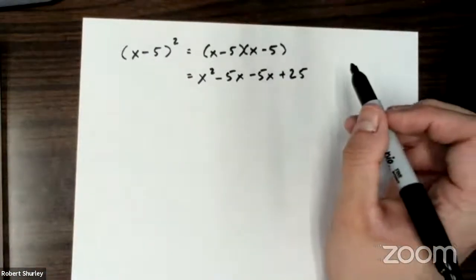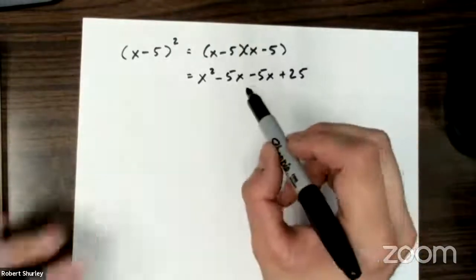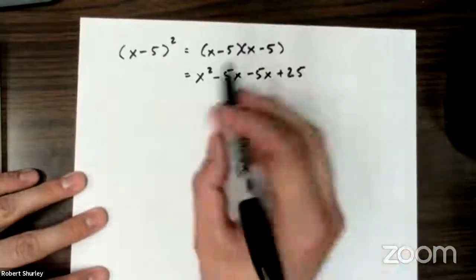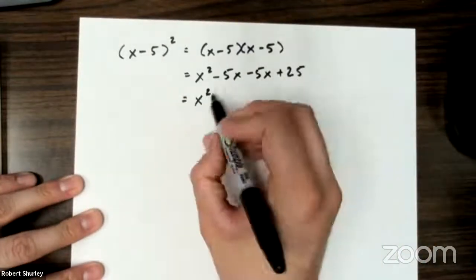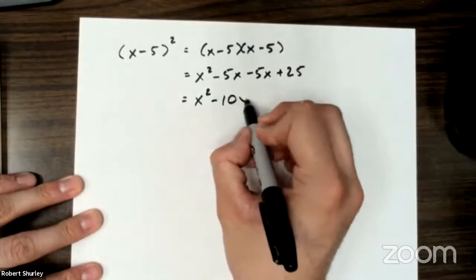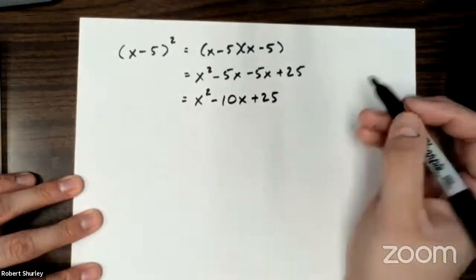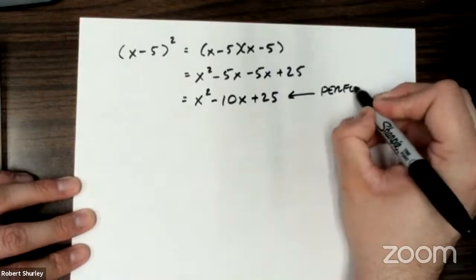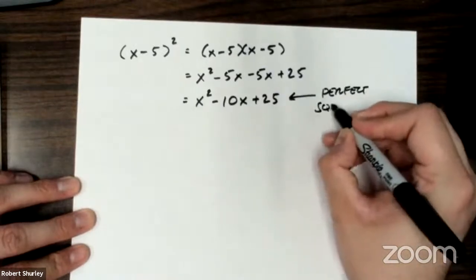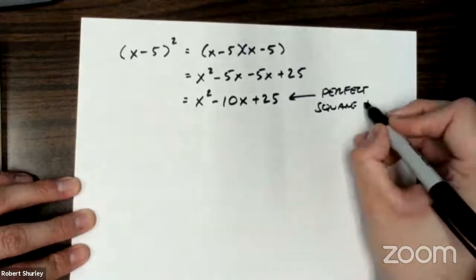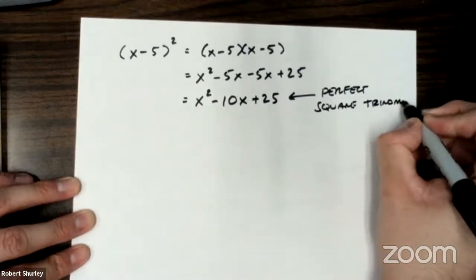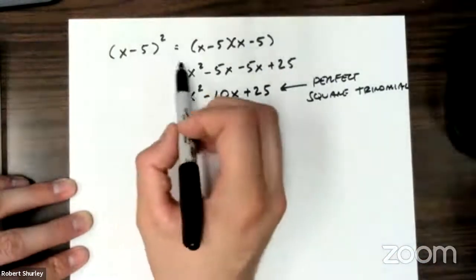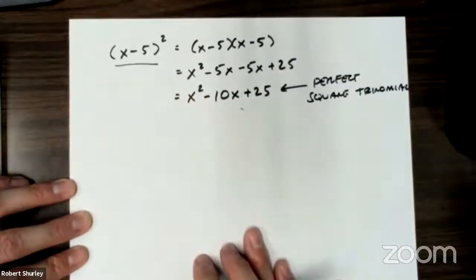If you distributed the 2 through, you're going to forget, you're not even going to have the middle term here. It creates a trinomial, x squared minus 10x plus 25. And actually, this trinomial has a special name. This is called a perfect square trinomial. And the reason it's called a perfect square trinomial is because it comes from a perfect square binomial.